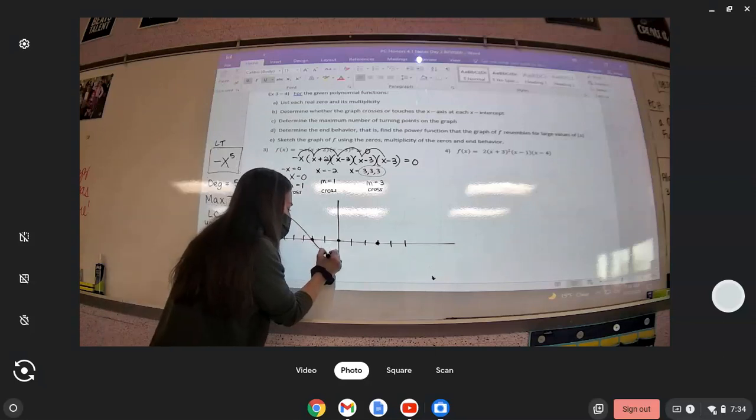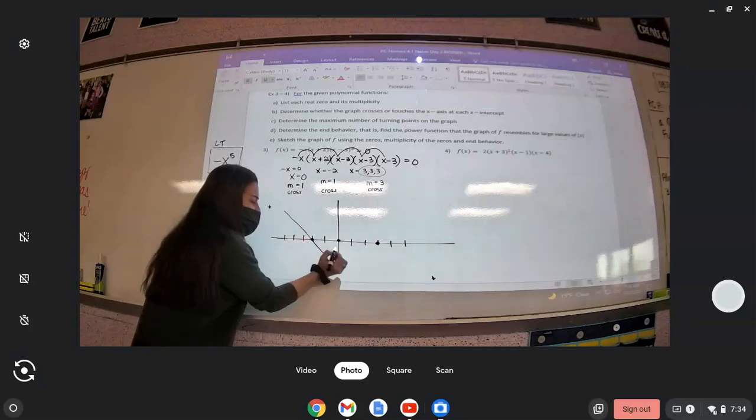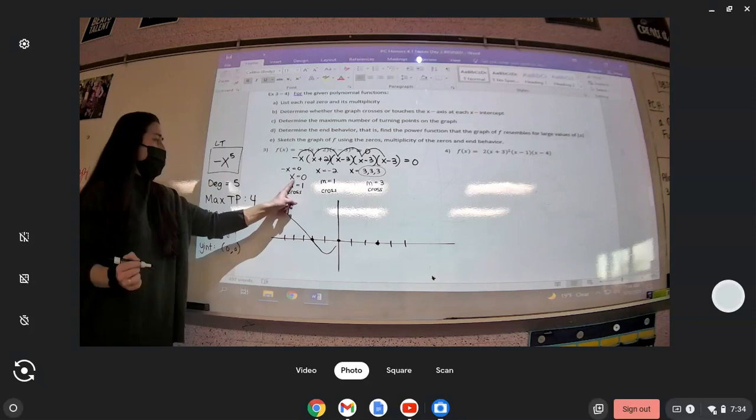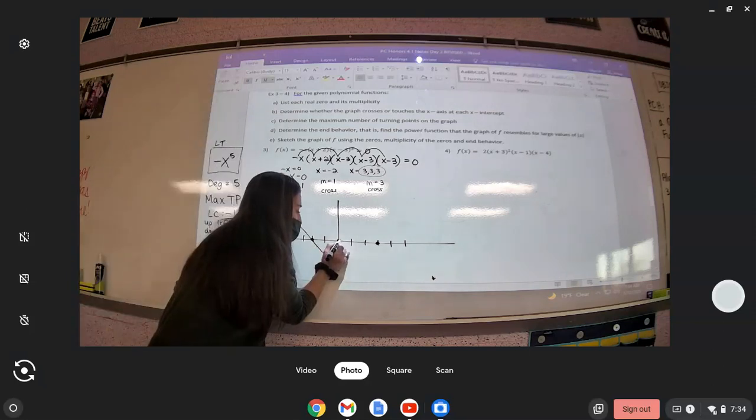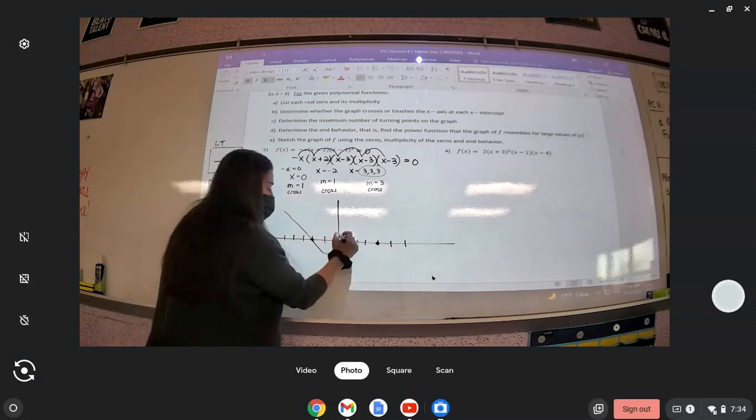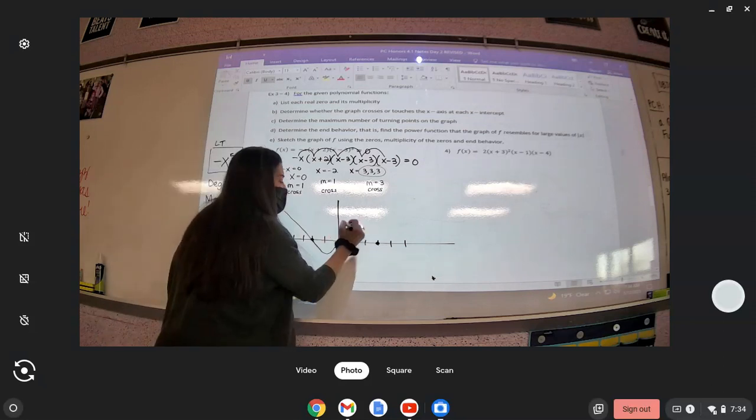So make the graph turn in a nice rounded fashion. Now it gets to this x-intercept. The x-intercept at 0 had multiplicity 1. That's normal, cross right over. All right, so now your graph is going up. Now it's above the x-axis.